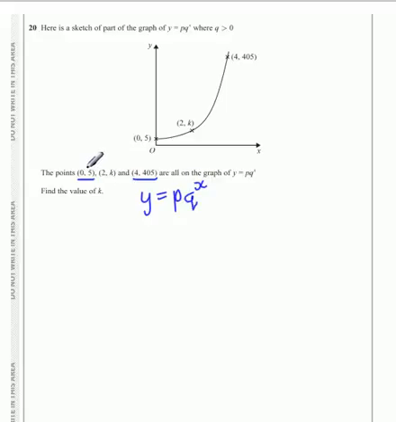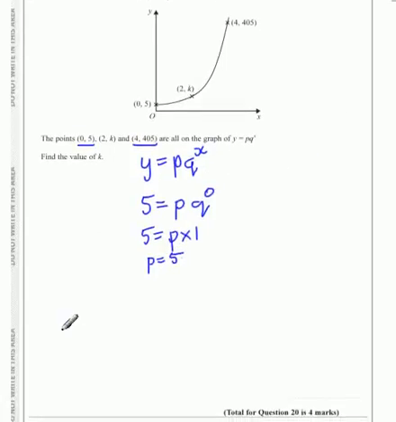So if we sub these in, we're using the equation y equals pq to the power of x. We've got our x and y here. So if we sub in y equals 5, then we've got p and then q to the power of 0 for x. Now we know anything to the power of 0 equals 1. So this is 5 equals p times 1, which just gives us p equals 5. So that means we can change our equation now, and we can make it y equals 5q to the power of x.